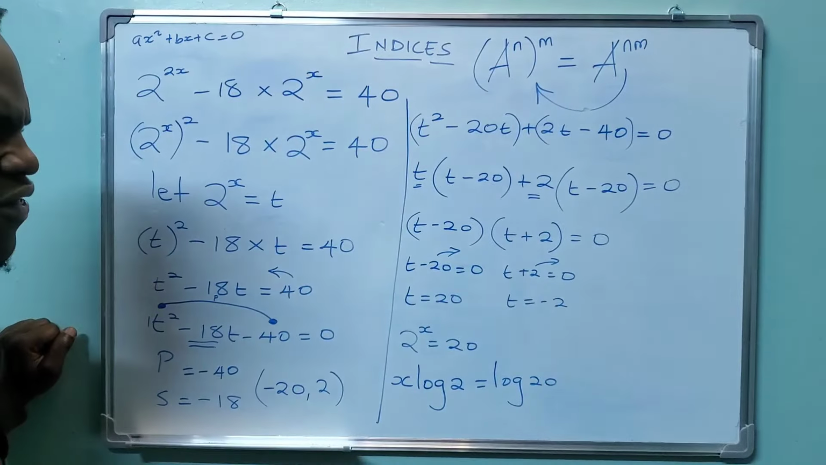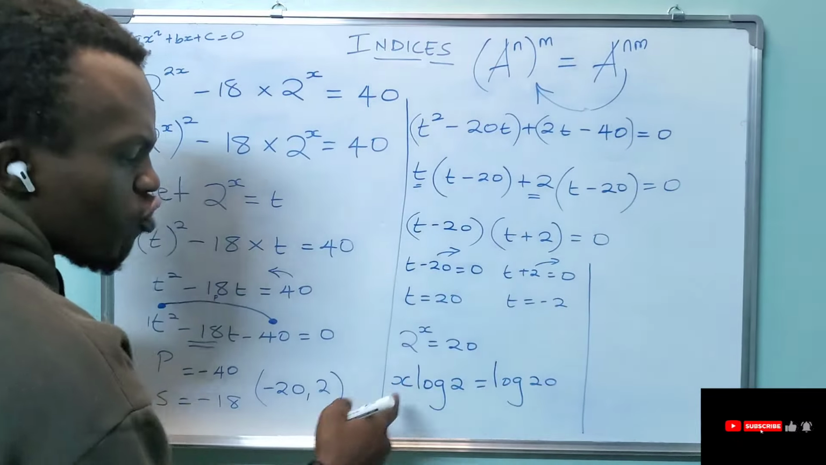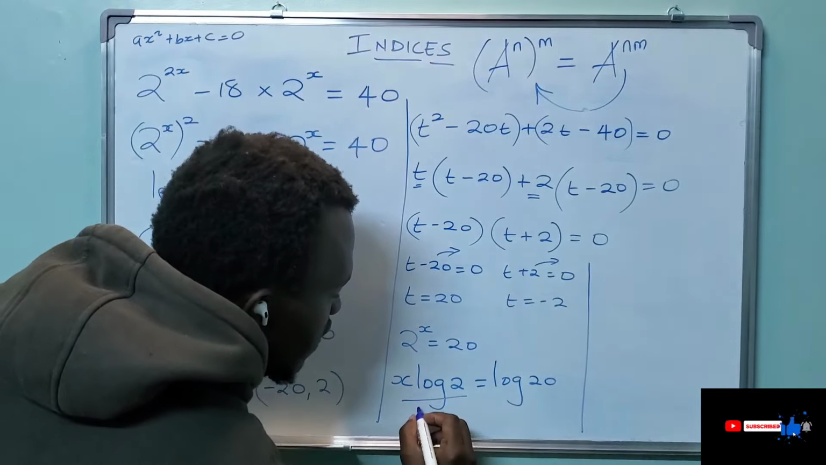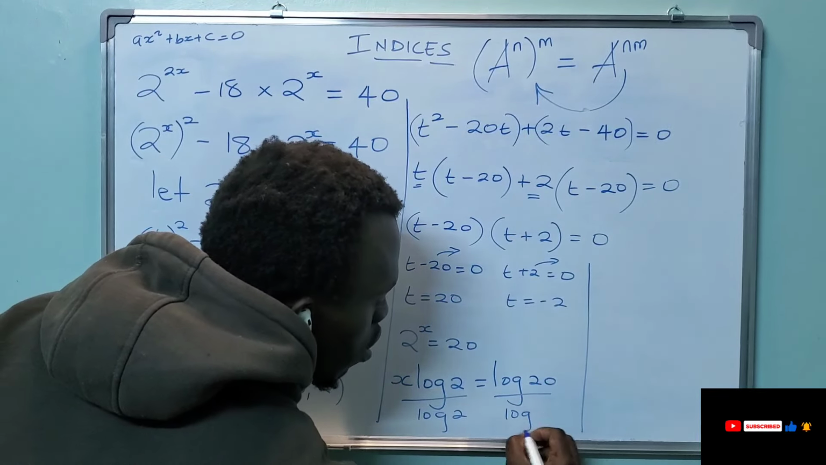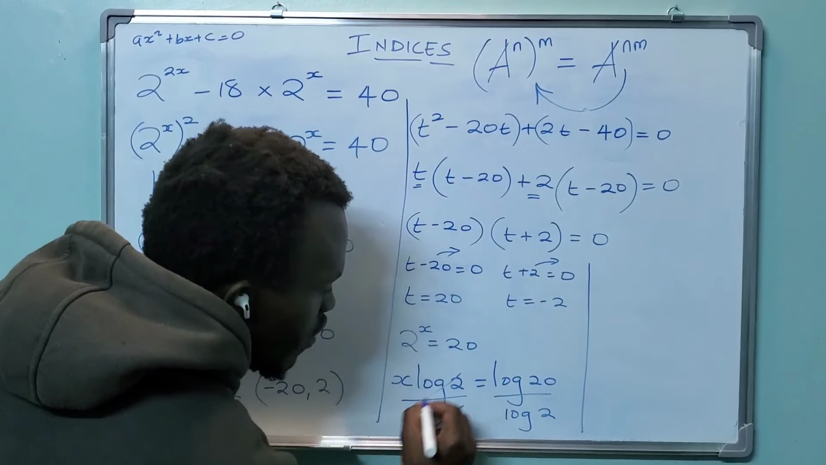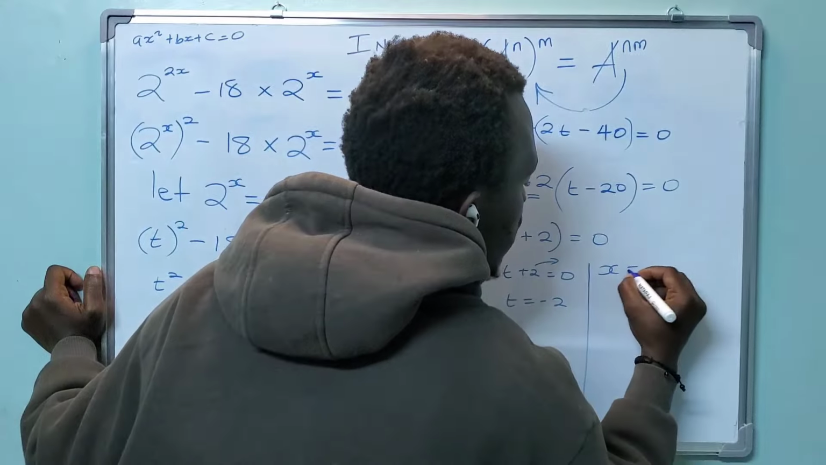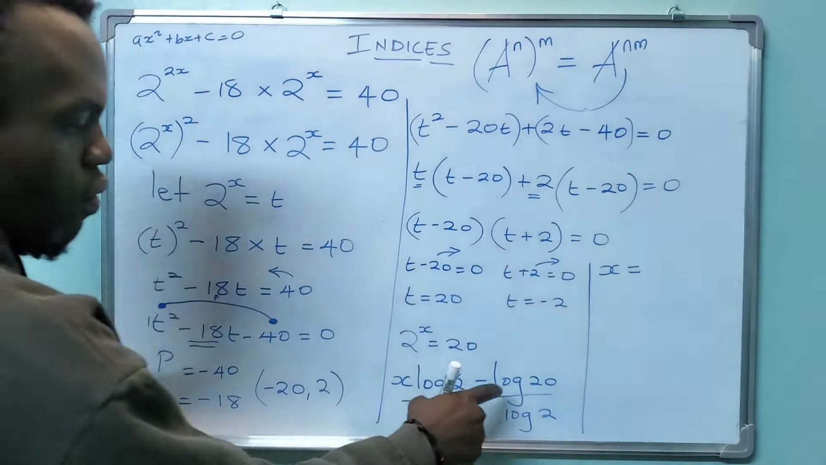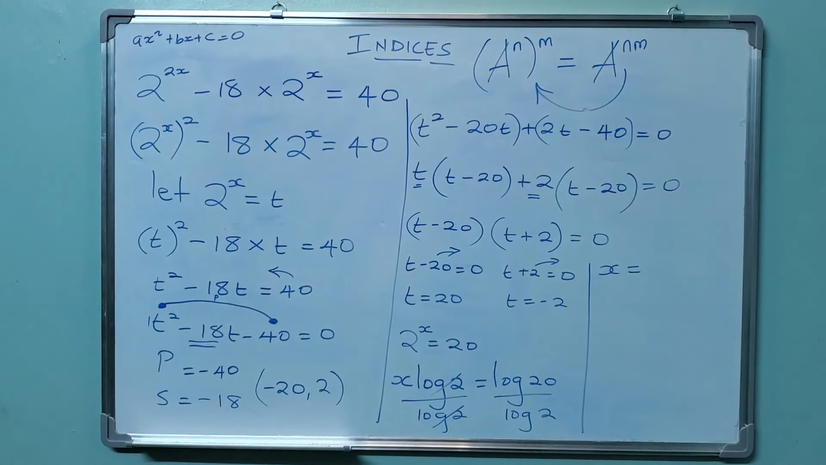So it means that in this case, if I want to get the value of x, I'm going to divide there by log 2. This log 2 and this log 2 are common, so they are going to cancel. I'm going to remain with x equals what? Now, log 20 divided by log 2. Don't cancel the log. Kindly, don't cancel the log. If you cancel the log, you ruin everything. We don't cancel the log.